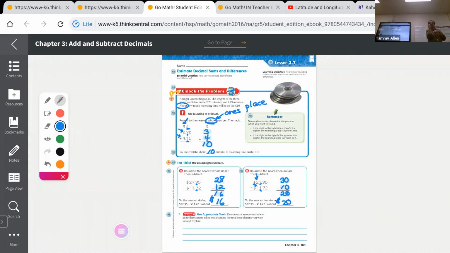All right. So let that be a lesson to you. If you are going to estimate and you're talking money and you want to purchase it, look at what place value you might want to use so that you have enough money. Okay? All right. Let's clear that off and go to the next page.